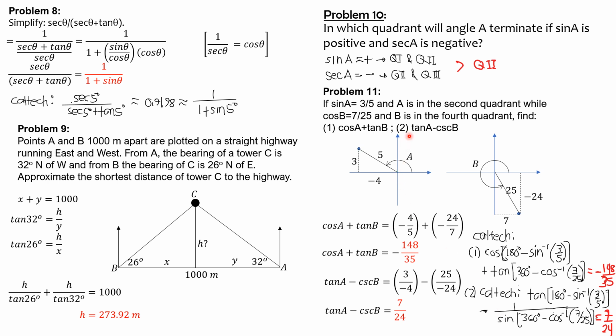Then for part 2, or 11.2, tangent of A is in the second quadrant, so quantity 180 degrees minus inverse sine of 3/5, minus cosecant. There's no cosecant function in your calculator, so you express it in terms of its reciprocal, so it is 1 over sine of angle B, which is 360 degrees minus inverse cosine of 7 over 25. That's the real angle, and that is in the fourth quadrant. So using your calculator, it is 7 over 24.